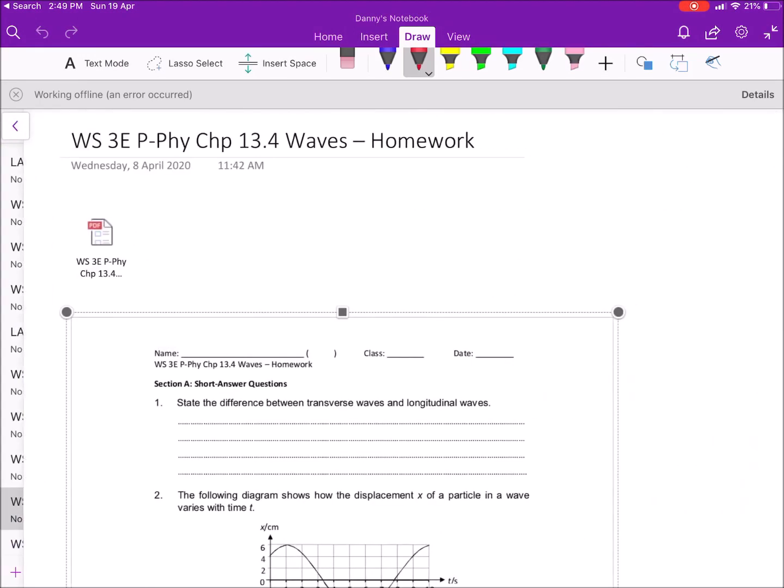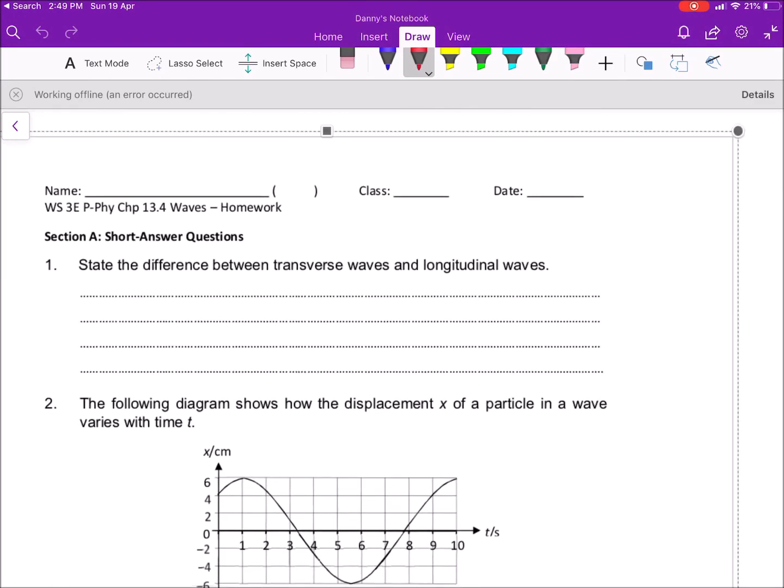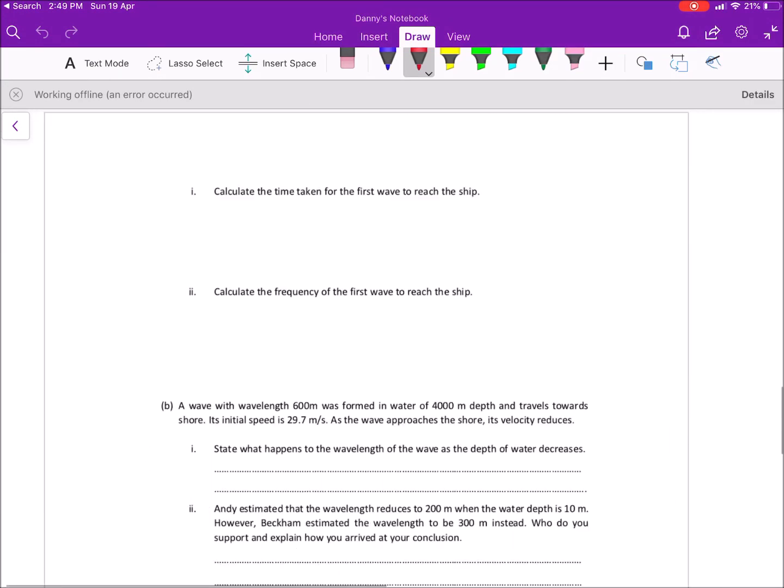Your homework is to try out your 13.4, finish everything, okay?